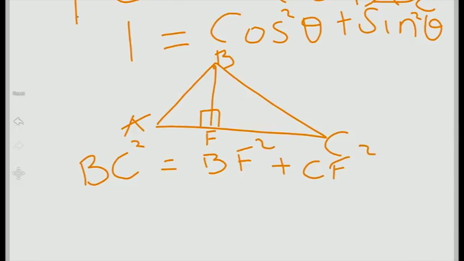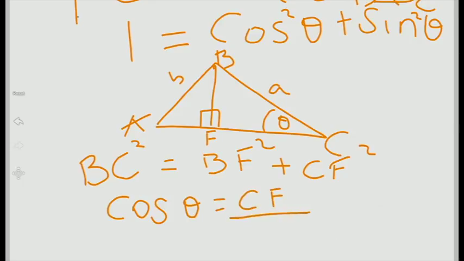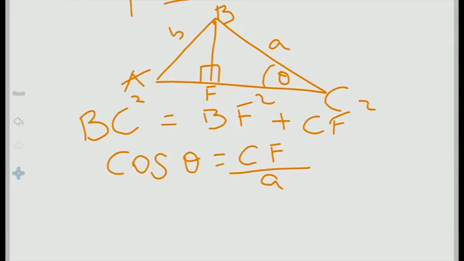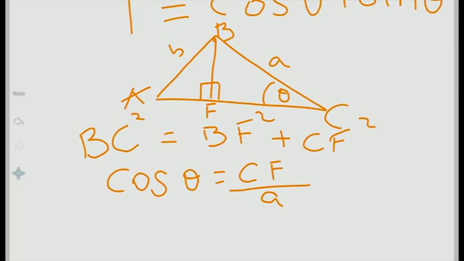Now, what is BF? We take this angle here, angle theta. This is side A, this is side B. The only full side we have here is the hypotenuse. So we're going to say the cosine of angle theta is equal to CF over A, which is the hypotenuse. And our angle theta is angle C.